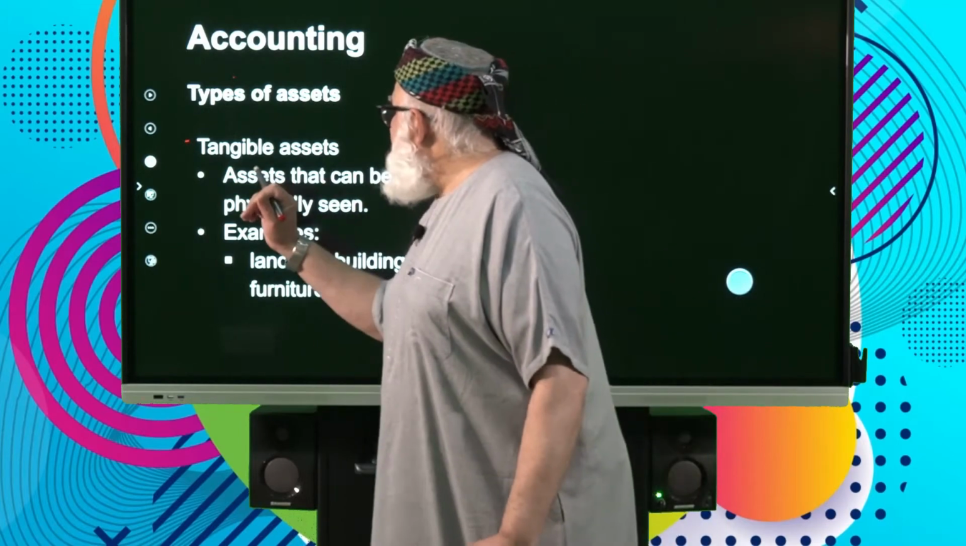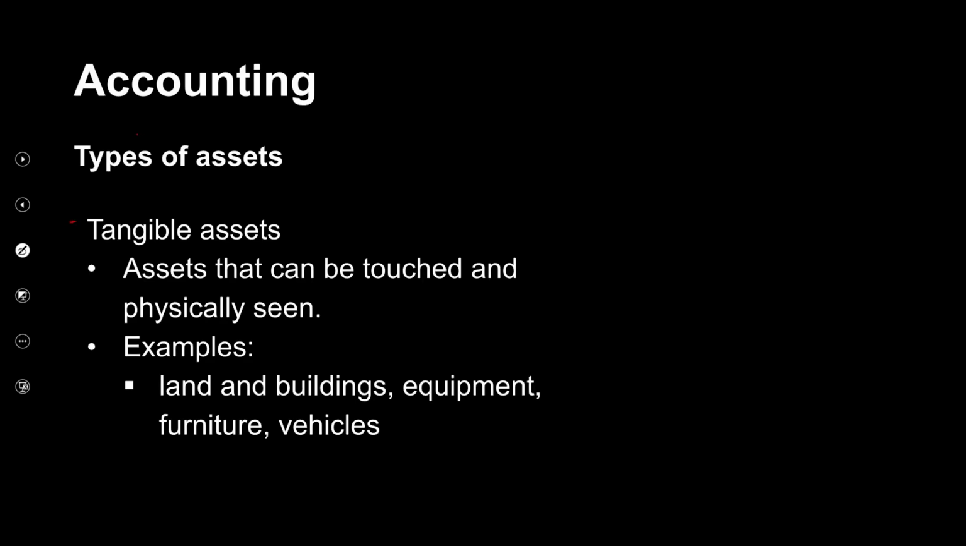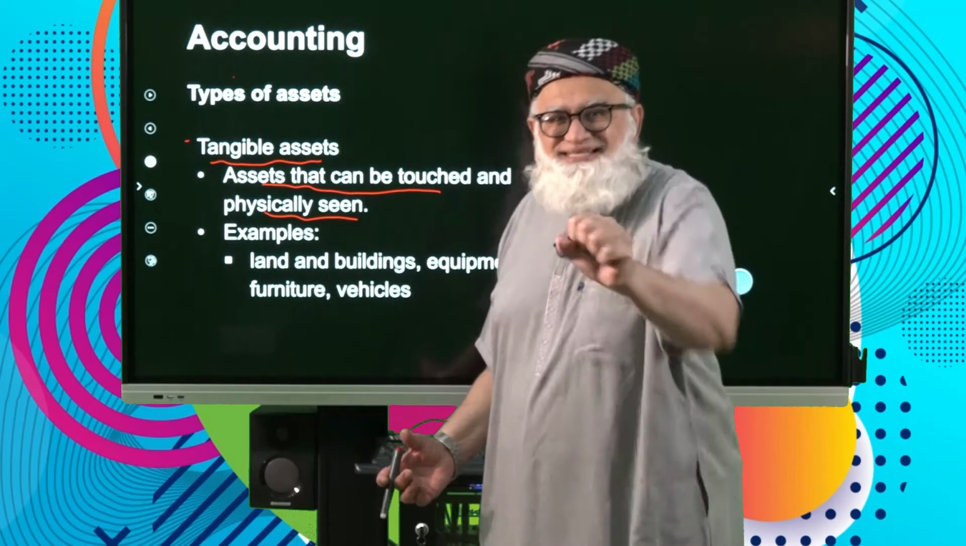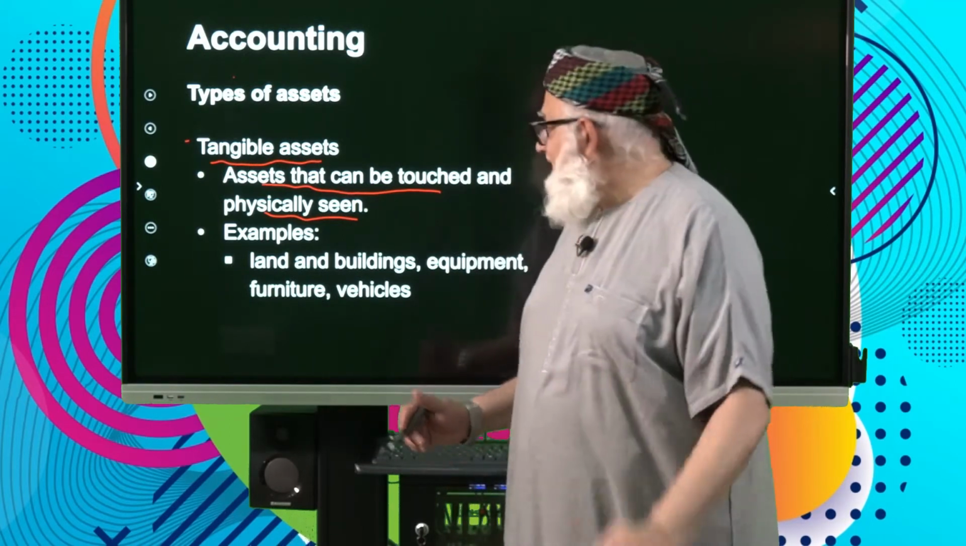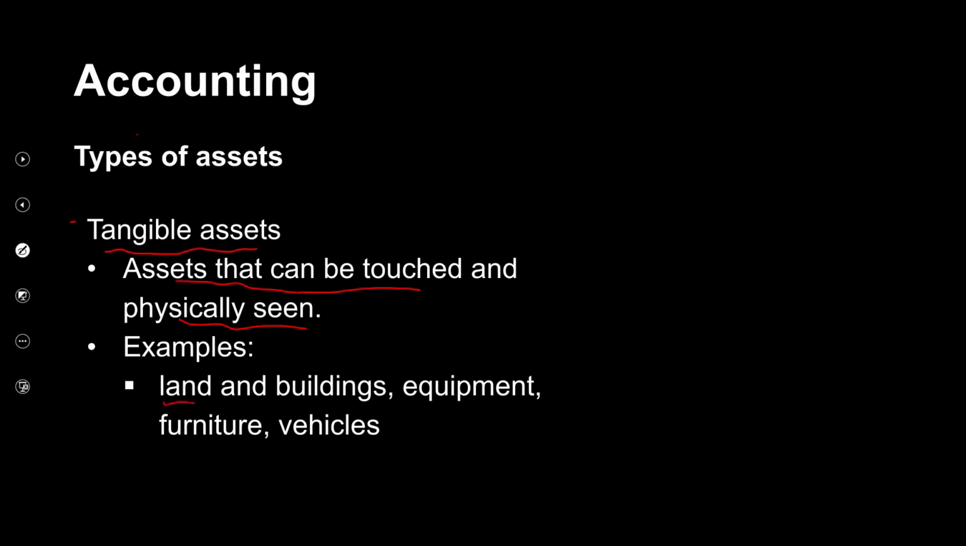Now, when we say tangible assets, what are we referring to? Assets that can be touched and physically seen. When you're talking about a tangible asset or a fixed asset, you're talking about something that you can touch, something that you can feel, something that you can see. Examples of that would be land and buildings, equipment, furniture, and vehicles.